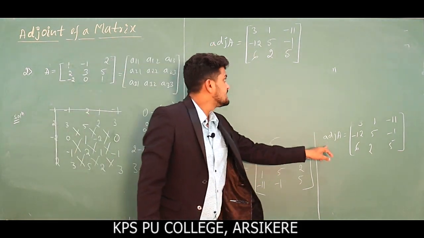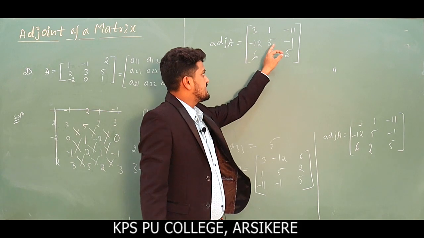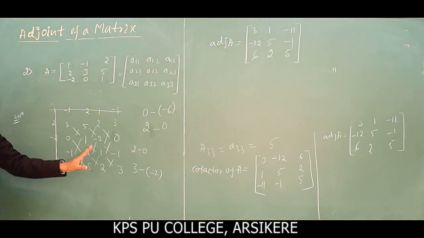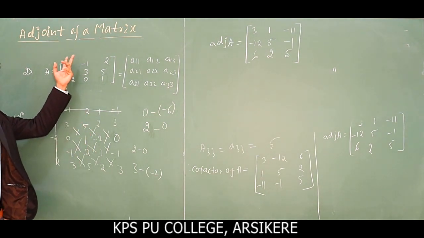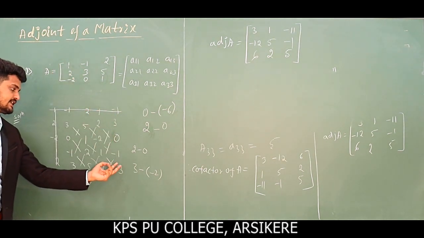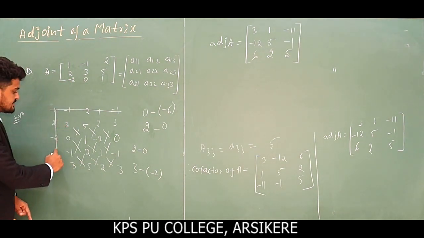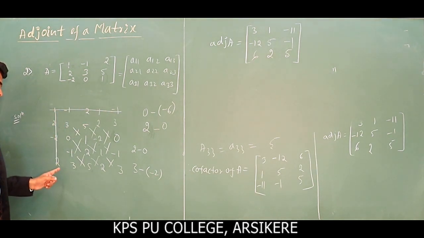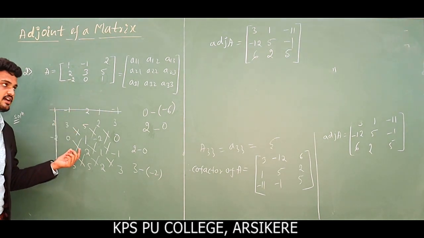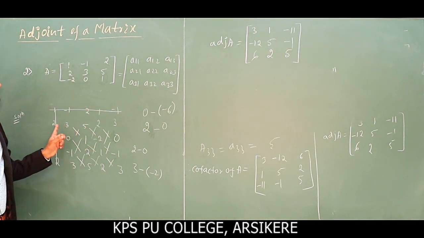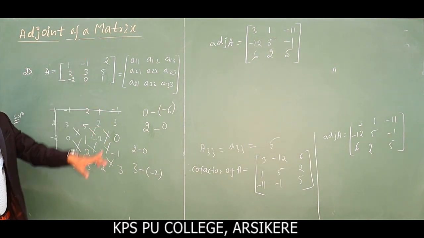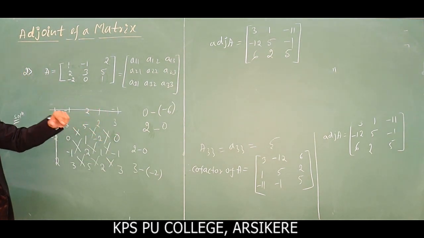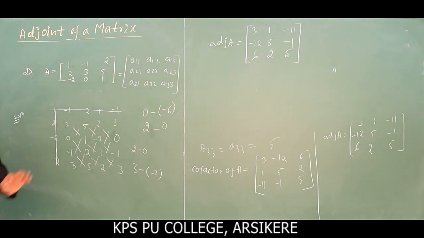See here, adjoint A is 3 1 -1, -12 5 -1, 6 2 5. So first step, write the given matrix as it is. Next step, write the first 2 columns as it is. Next step, write the first 2 rows as it is. Next step, eliminating first row first column. If you are calculating in column, write in rows. If you are calculating in rows, write in columns. This is nothing but the adjoint of the given matrix. So you can use this method in CET or JEE. Okay, right.